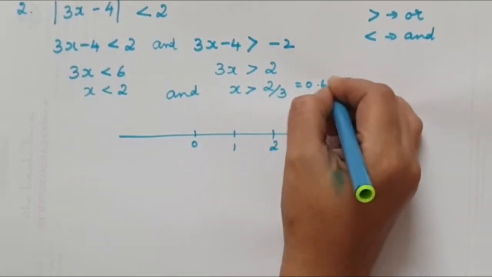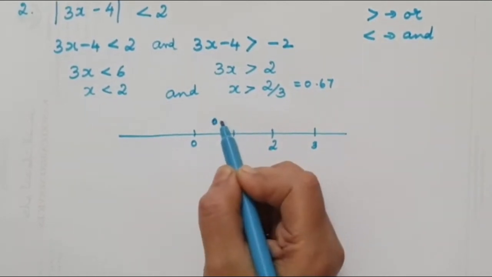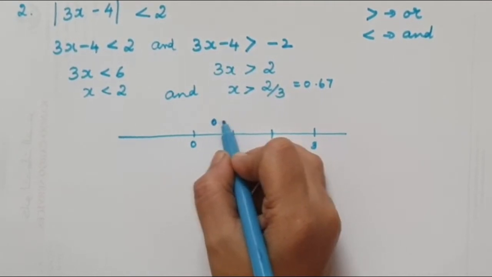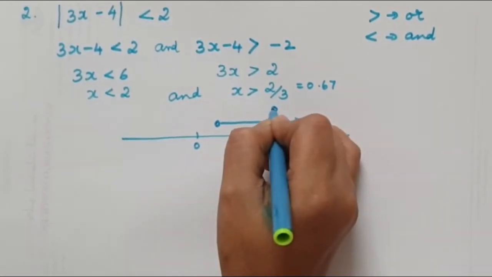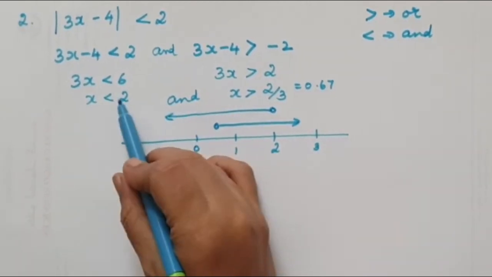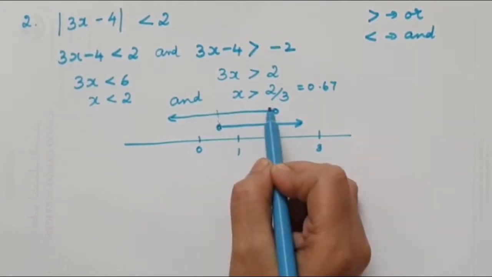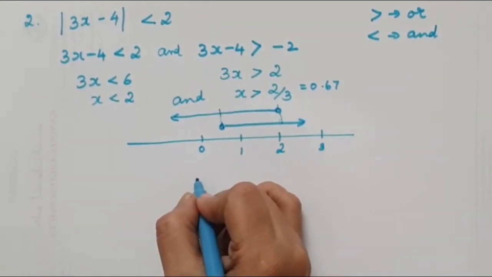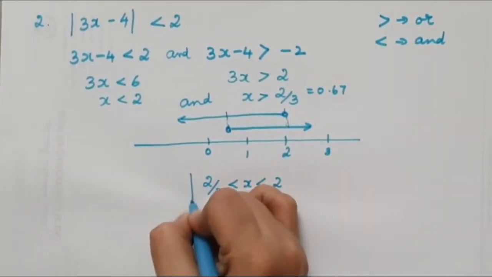So 0.67 is over here. Now it is greater than 0.67. This way is our inequality. X is less than 2. So this way is our inequality. Now this also has to be satisfied, and this also has to be satisfied. So where are both the conditions satisfied? Only in this part. So our solution will be 2/3 less than x less than 2.